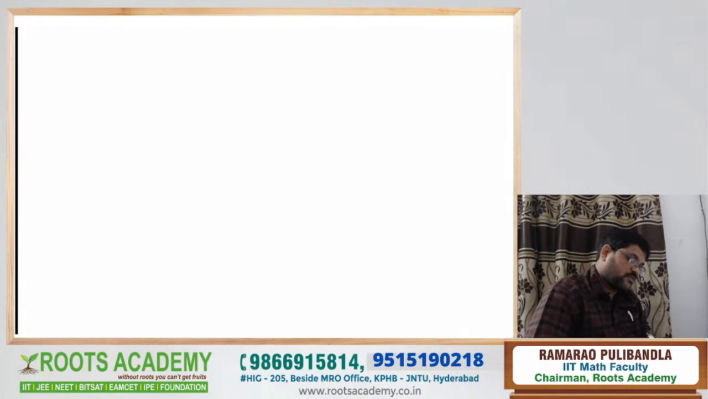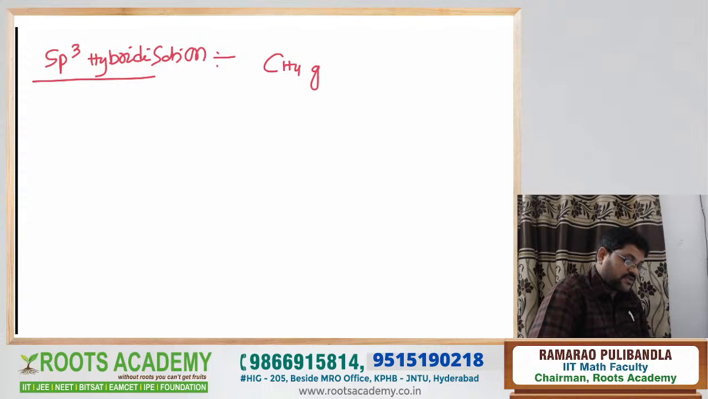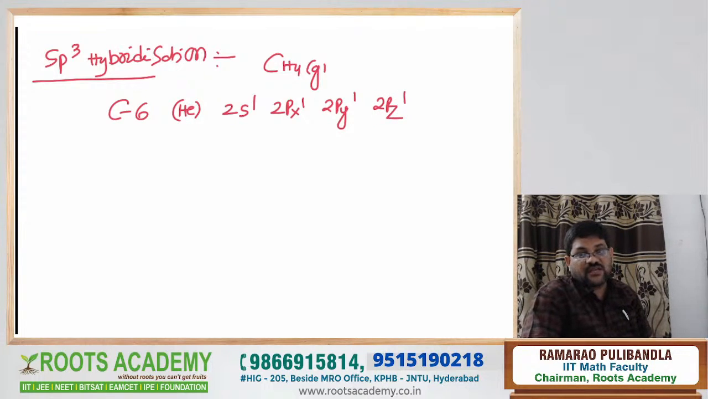First we discuss sp3 hybridization. Simple explanation, listen carefully. One of the best examples of sp3 hybridization is the formation of methane gas. Carbon atomic number is 6. For 6, you write helium 2s1, 2px1, 2py1, 2pz1 in the first excited state.